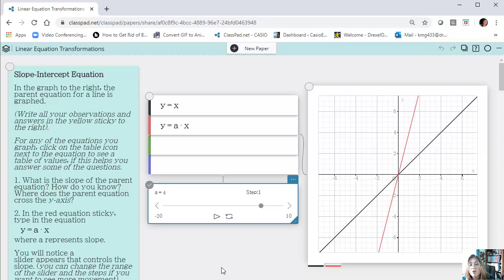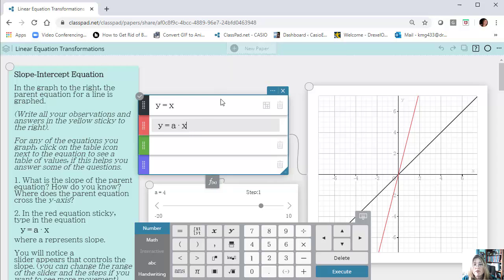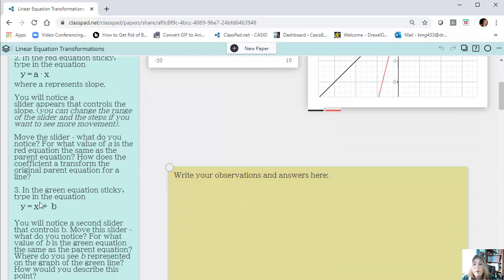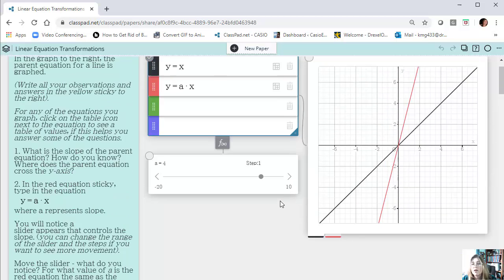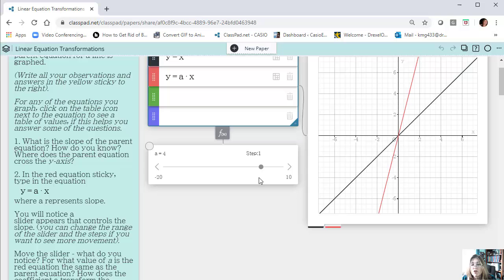So that's what they're going to be doing in this first activity. I'm not going to do all of them. So next thing they're going to do is, okay, what does this b do, if I put a b coefficient in, how does that change the parent function? So they're going to learn about what the y-intercept is basically. And then we're going to combine them together. So this is now the slope-intercept form of a line, and if you have a line in this form, you automatically know the slope and you know where it's going to cross the y-intercept. So that's what they're supposed to discover as they're exploring this first activity.